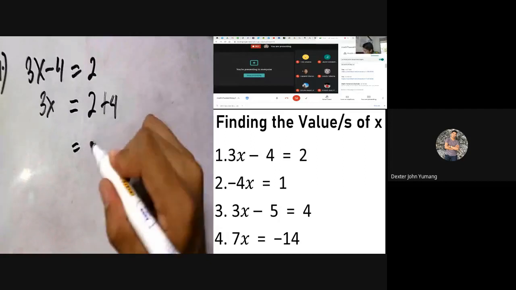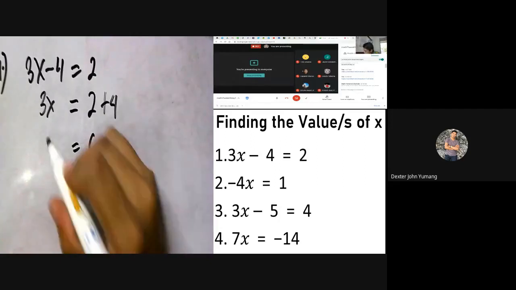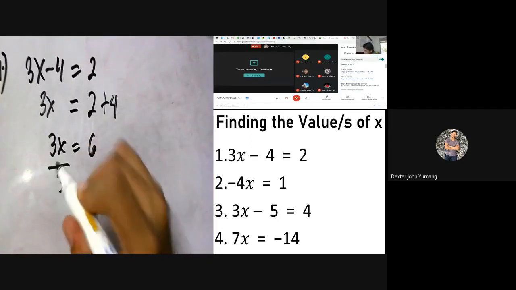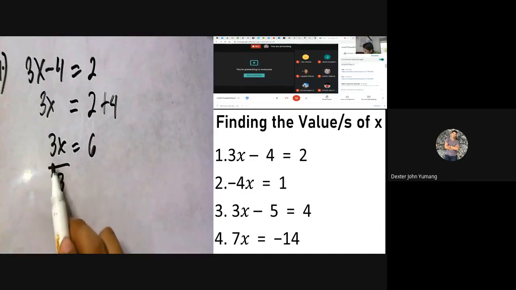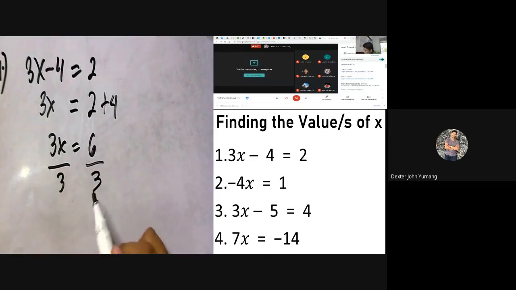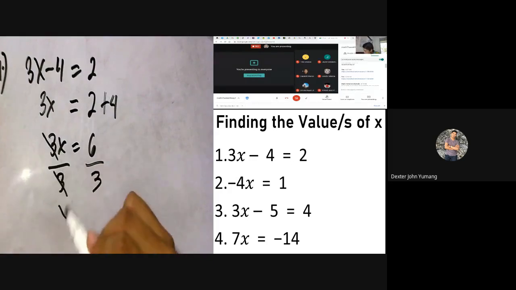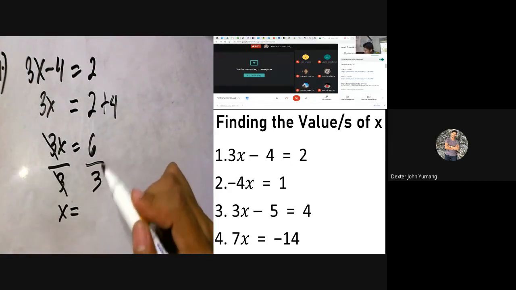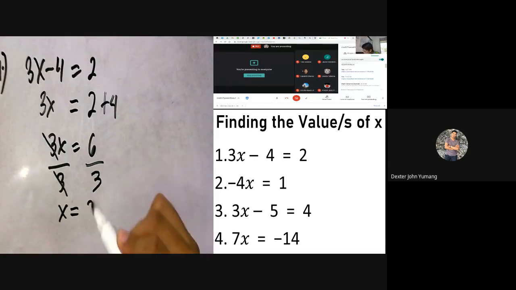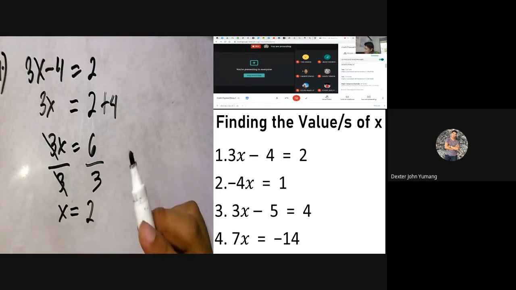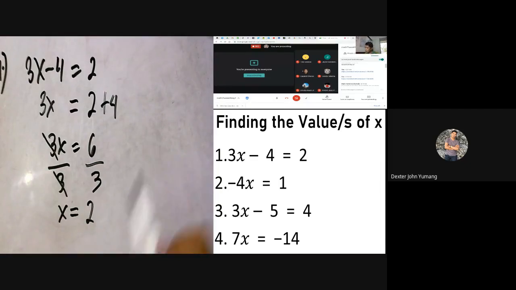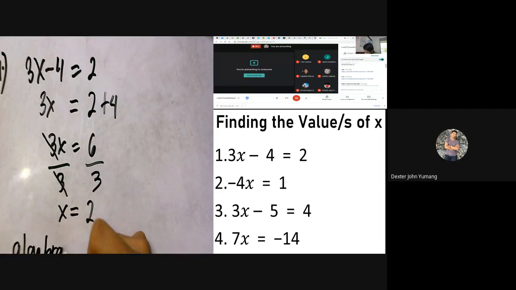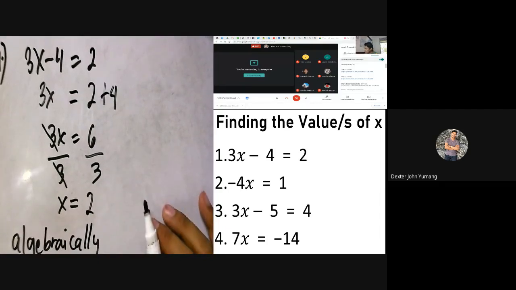So 2 plus 4 is 6, then 3x. Divided by 3, where does the 3 come from? It's this one. So we divide by 3. If you divide the left side by 3, you also divide the right side by 3. Cancelled, cancelled. What remains is x. So 6 divided by 3, or 6 over 3, is 2. How many 3s are there in 6? That is 2. And that is how it is done algebraically. This is what we call algebraic solving.